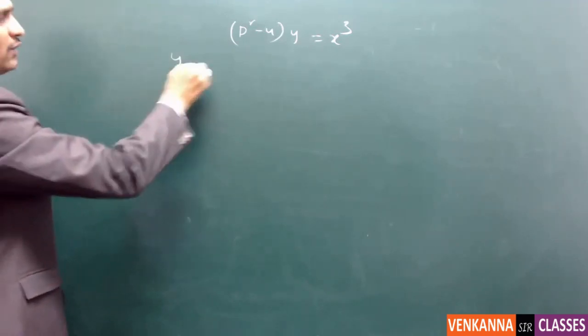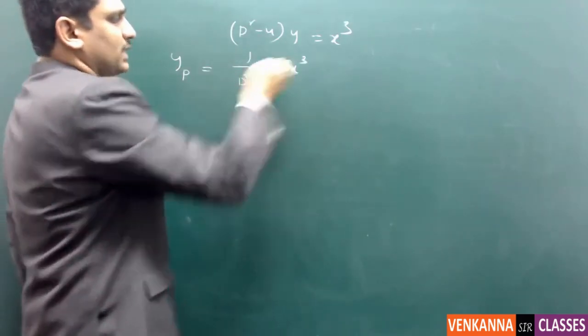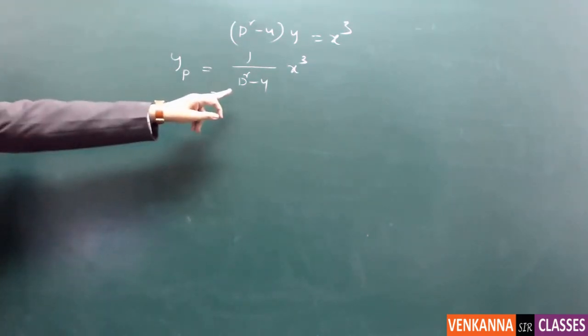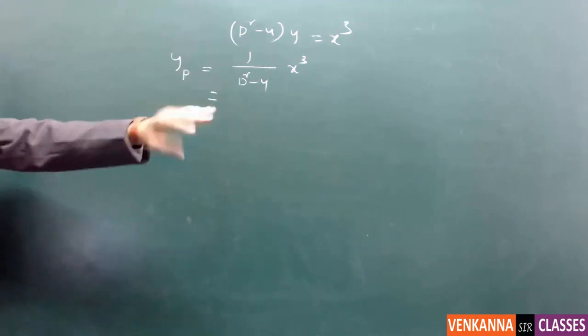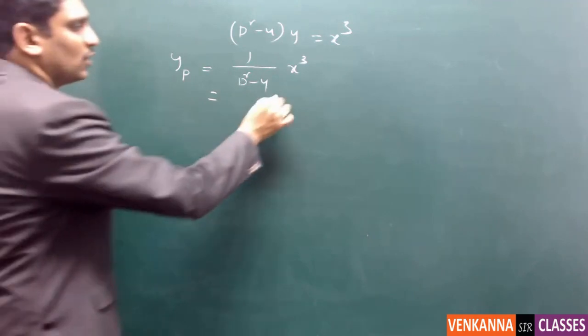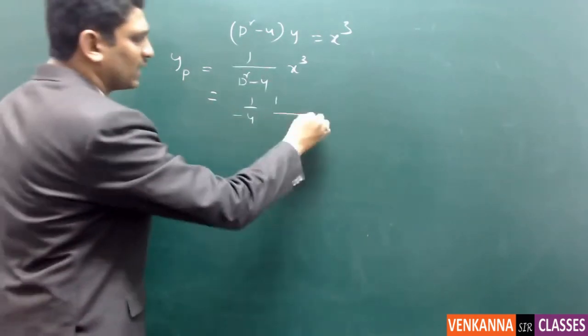So Yp is equal to 1 by d square minus 4 of x cube. Our concentration is to represent the denominator as 1 plus something or 1 minus something like that. So to have that, if you take minus 4 common, it will come like this.